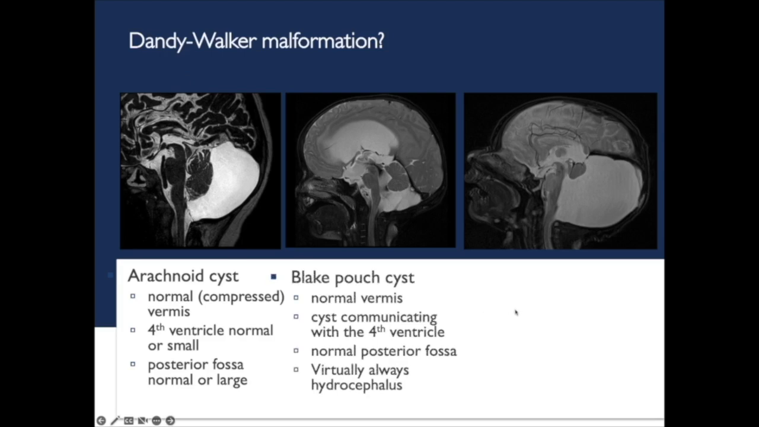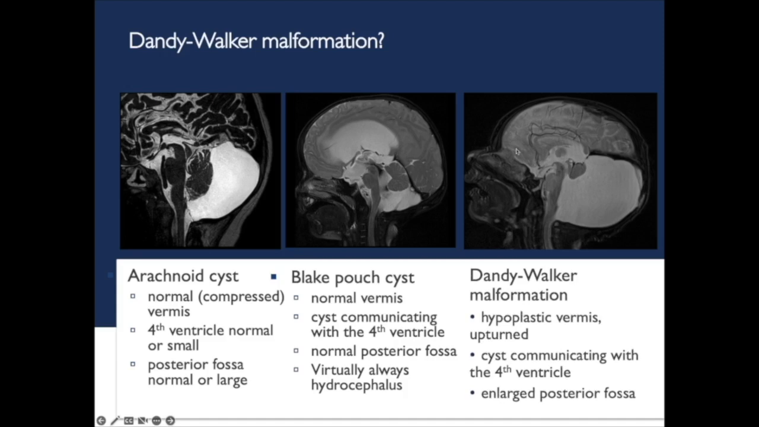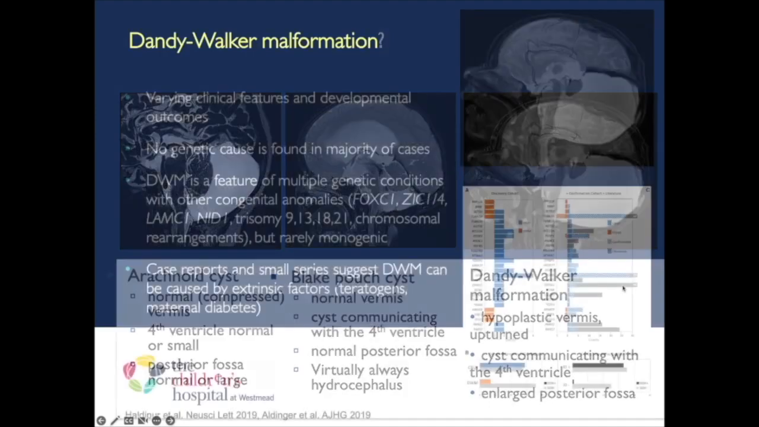The second one is a Blake's pouch cyst. So we do have a cyst that communicates with the fourth ventricle, but the posterior fossa is not enlarged, and the vermis is actually normal. These kids virtually always have hydrocephalus, because it's basically an obstructive hydrocephalus caused at the outflow of the fourth ventricle due to failure of regression of Blake's pouch and perforation of the foramen of Magendie. And this patient is the Dandy Walker malformation with the hypoplastic vermis, cyst communicating with the fourth ventricle, and enlarged posterior fossa.